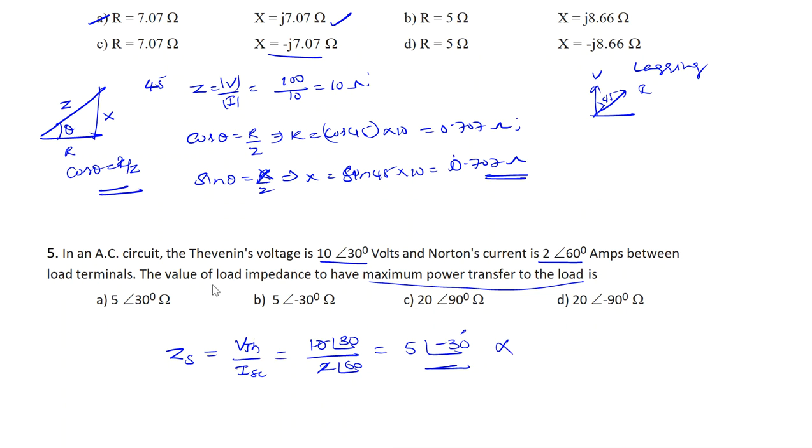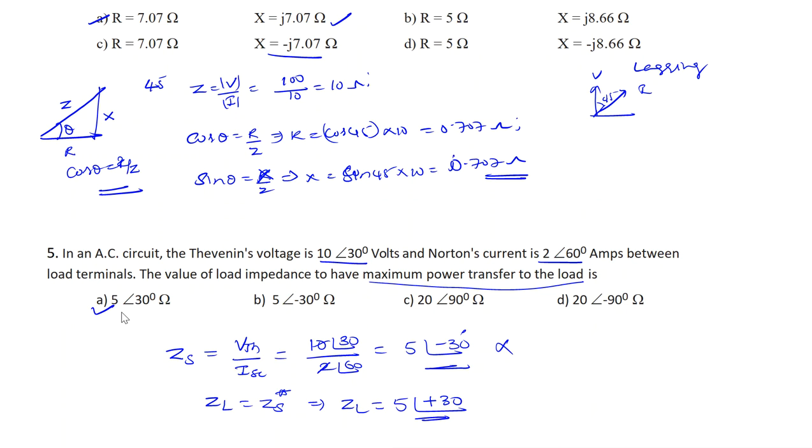Why? Because we know that to get a maximum power transfer, ZL is equal to ZS conjugate. That implies the load impedance should be equal to, okay, so 5 at angle conjugate means it becomes plus 30. So answer is A here. Okay, check your concept. If you're getting A as the answer, then you are right.